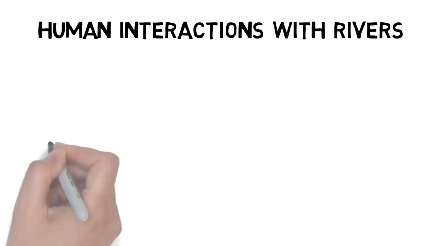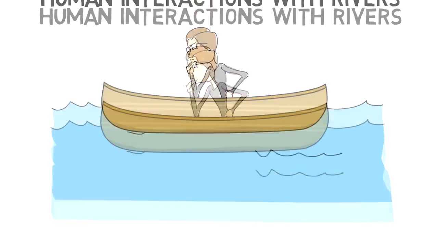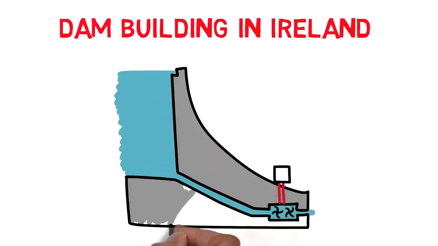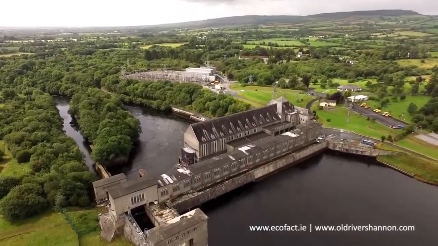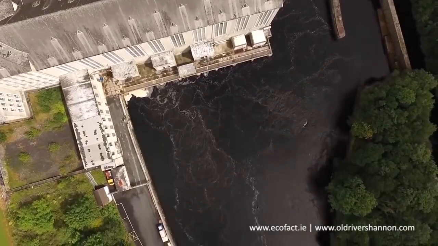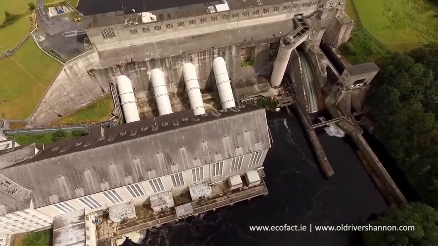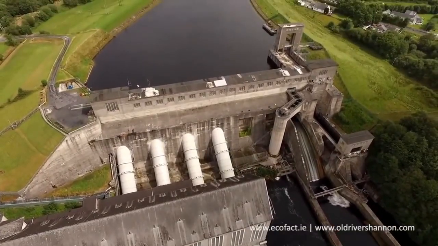Now that we have looked at all these features, we can learn about humans' relationships and interactions with rivers. A case study for this is dam building in Ireland. Here is a video of Ardnacrusha on the River Shannon. This is where the ESB built a hydroelectric power plant to generate electricity. A dam was constructed across the river valley. Behind this dam, the trapped water has risen to create an artificial lake.